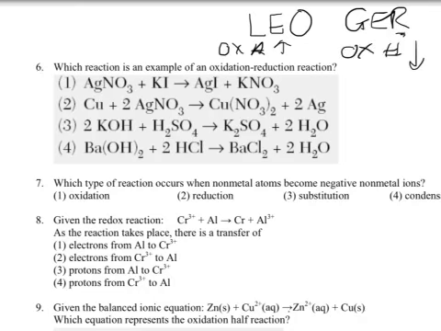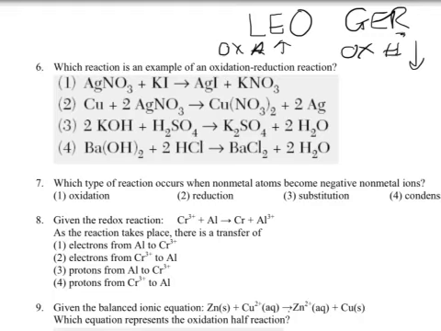So in order to have an oxidation-reduction reaction, we have to have a change in the oxidation number from the species on the reactant side to the species on the product side. So what we have to do is use our knowledge and our reference tables to assign oxidation numbers to all of these species.